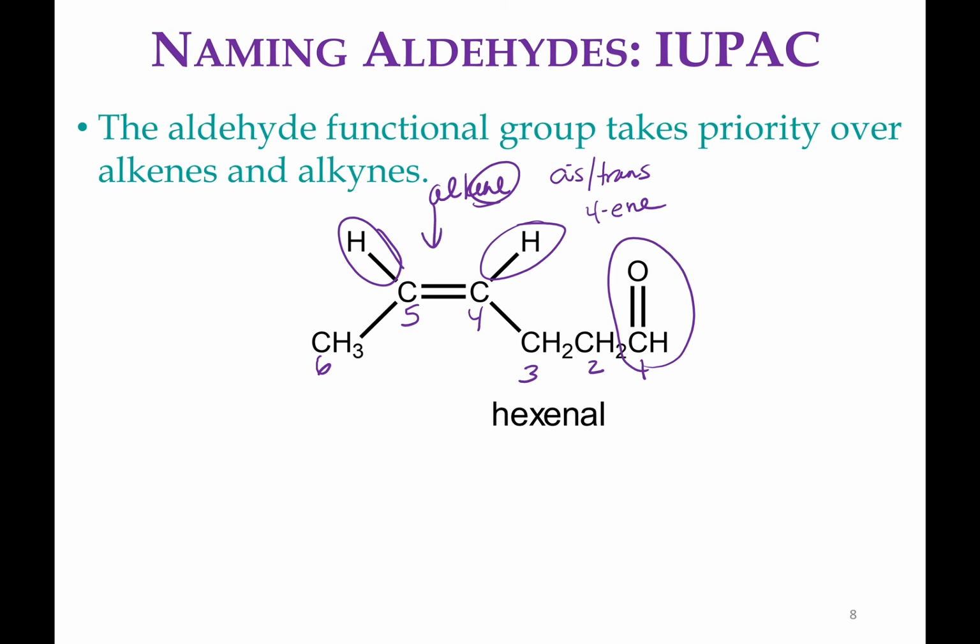So the ene is at number 4. Then we have to say cis. So we have cis for hexene al. So this 4 goes to the ene. The al is always number 1. You can also write it with the 4 in the middle to say that specifically this 4 goes to the ene if you want to be more clear. Just doesn't roll off the tongue as nice.